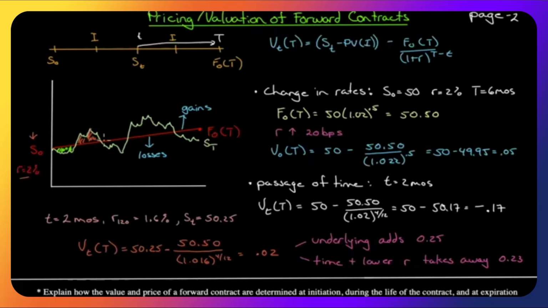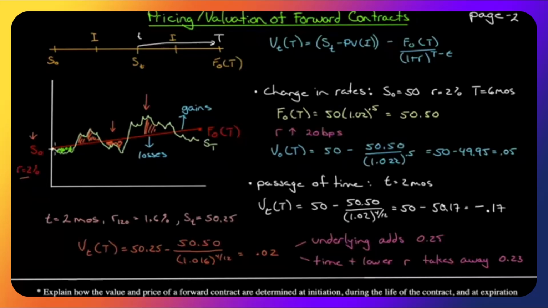So if we calculated the value of the forward contract at this point in time, we would have gains. If we calculated the forward contract at this point in time, we would have losses. So the value of a forward contract can change for a number of reasons. Have a look at this.